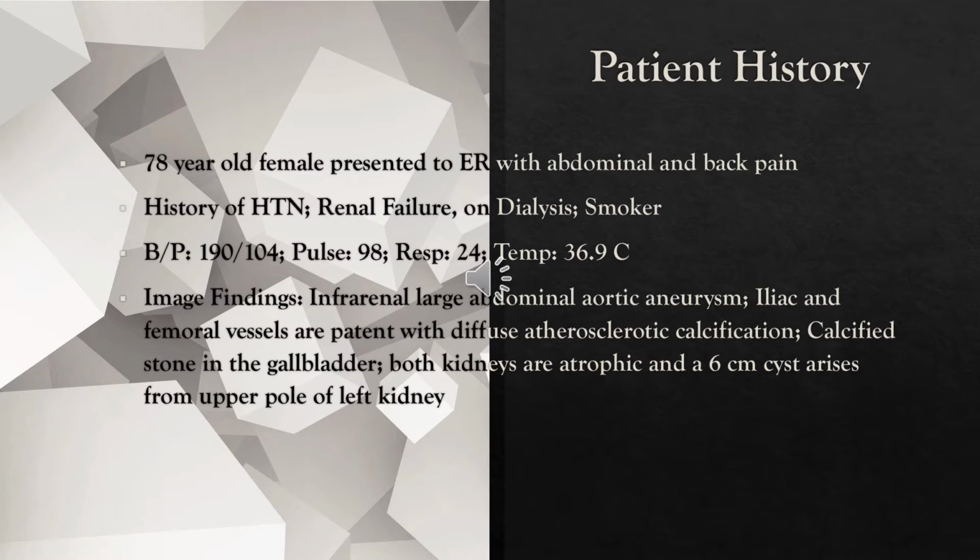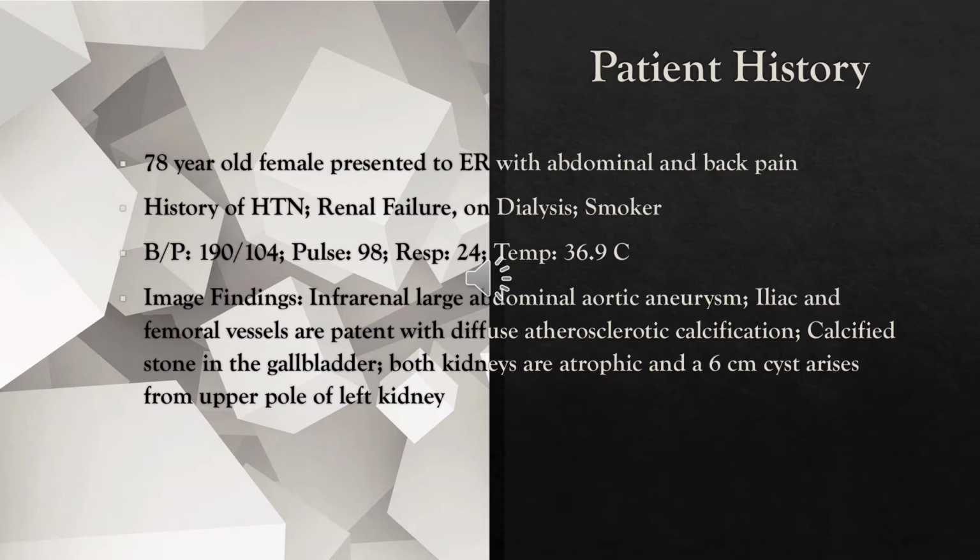For patient history, this was a 78-year-old female that presented to the ER with abdominal and back pain. She had a history of hypertension, renal failure, and was on dialysis. She was also a smoker. Her blood pressure was 190/104, pulse was 98, respirations 24, and temperature was 36.9 degrees Celsius.